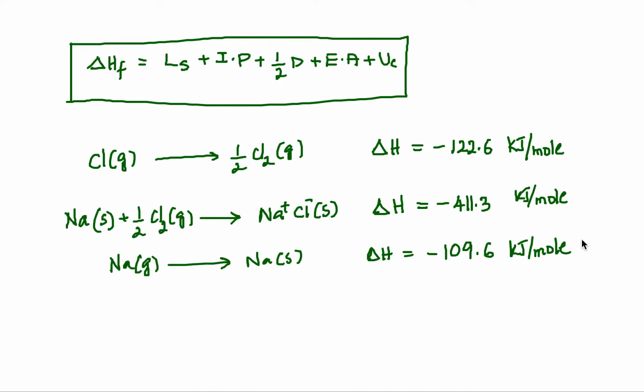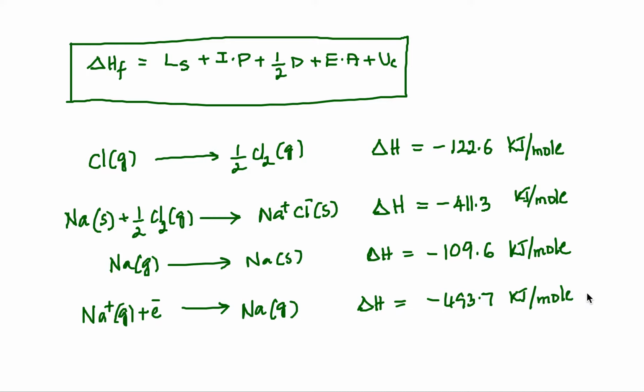Now we must cancel the sodium gas. To cancel the sodium gas, we take the next equation with sodium gas as product. That is actually the ionization potential reaction in a reverse manner. Ionization potential is endothermic, the opposite is exothermic. So the enthalpy of this reaction is the reverse of the ionization potential, that is negative 493.7 kilojoules per mole.